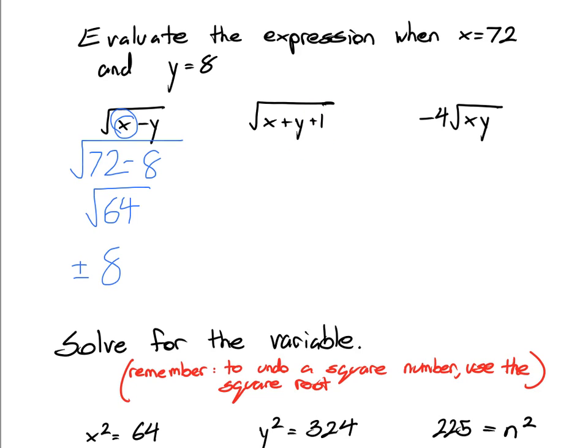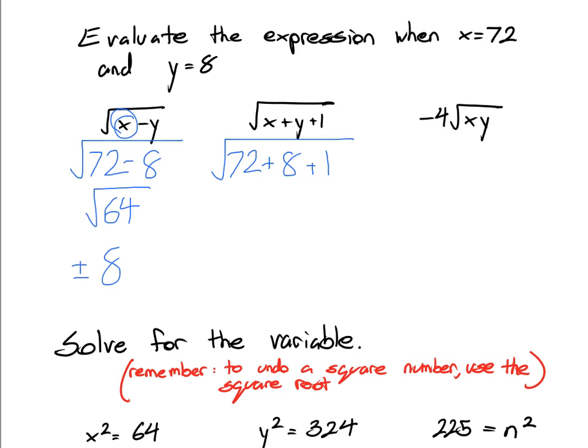Notice that we have a plus 1. That's just a normal plus 1. We don't change that out with any number because it already is a number. So this is the square root of x, which is 72, plus y, which is 8, plus 1. Alright, you continue from here.